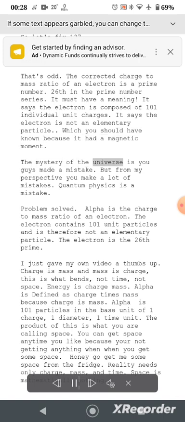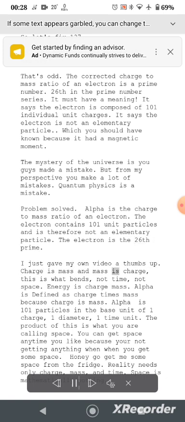The mystery of the universe is you guys made a mistake. But from my perspective, you make a lot of mistakes. Quantum physics is a mistake. Problem solved. Alpha is the charge to mass ratio of an electron. The electron contains 101 unit particles and is therefore not an elementary particle. The electron is the 26th prime.